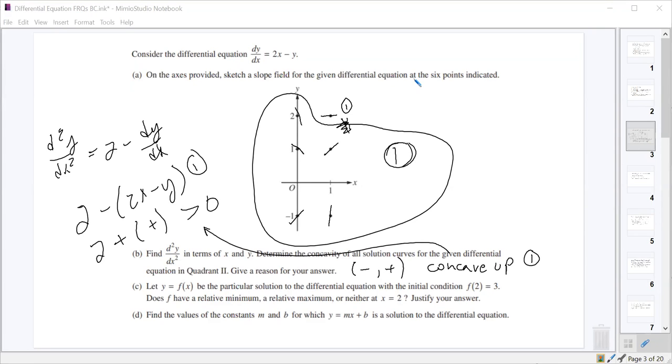The second derivative is always positive because in the second quadrant, x is negative, which makes 2x negative, and y is positive, which makes the minus y a larger negative. So 2x minus y is always negative, and we have 2 minus a negative, which is 2 plus a positive, which is always greater than 0. And if it's greater than 0, it's got to be concave up.